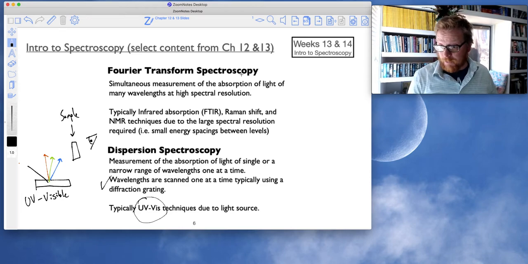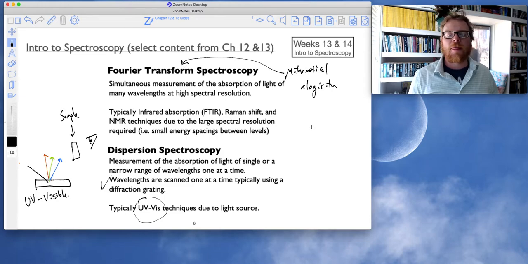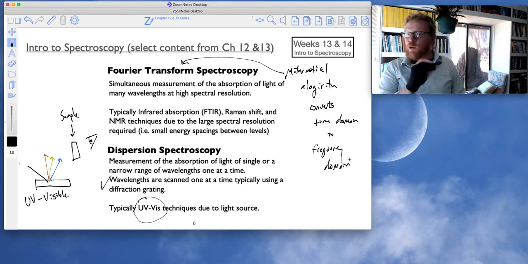So the Fourier transform technique: Fourier transform is a mathematical algorithm. Okay, so we'll write that down. Mathematical algorithm, assuming I can spell algorithm. So it's a mathematical algorithm that converts the time domain to a frequency domain. And by domain, I'm talking about my range of values.